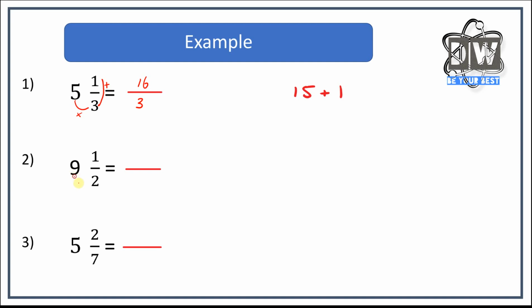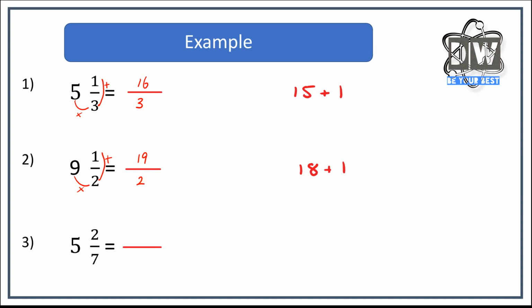On the next one, we're going to go 9 timesing by the 2. That will give us 18. But don't forget to add that top number. We've got to add that top number. So we've got to bang that on there as well. So that's plus the 1, which is going to give us 19 halves.